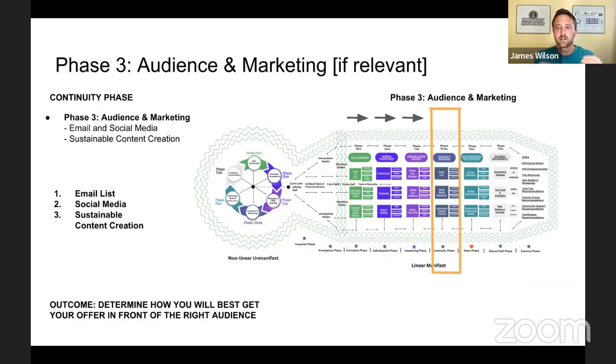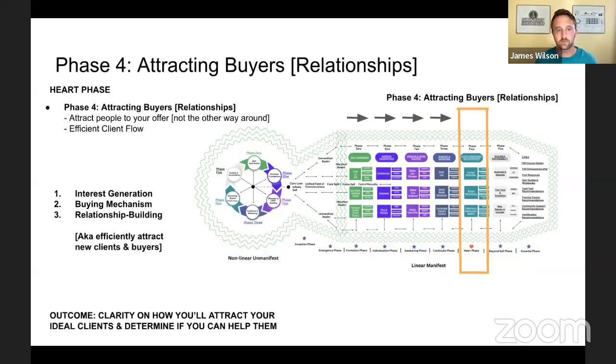Phase 3, we get into the basics of your email list, your cadence and sequencing for your email, social media, how you're marketing and reaching out to your clients and potential clients on a regular basis, and then content creation, developing a game plan for sustainable content creation.